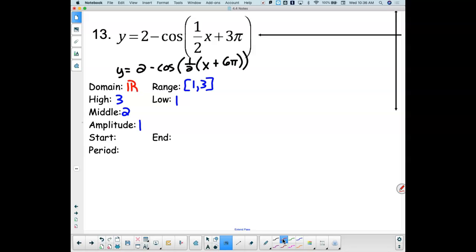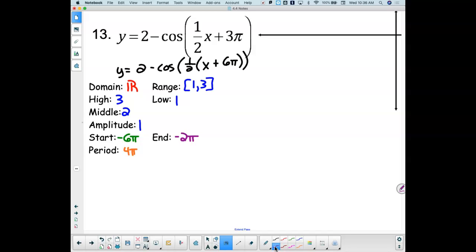Where do we start? Negative 6 pi is my start. You got it. Period: 4 pi. 2 pi divided by 1/2 is 4 pi. That means I end at negative 2 pi. Okay?